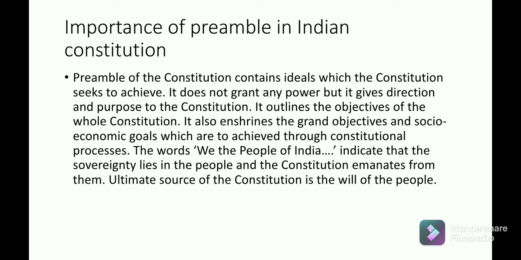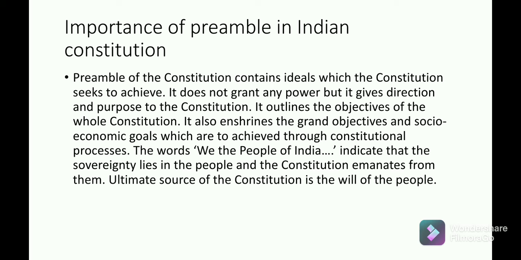Now, the second question we have to answer is the importance. What is the significance? The preamble contains the ideals and the main features of the constitution, what all things a constitution like the Indian Constitution wants to achieve. It does not grant any power, and it is not enforceable in a court of law, but it gives direction and the purpose of the constitution.